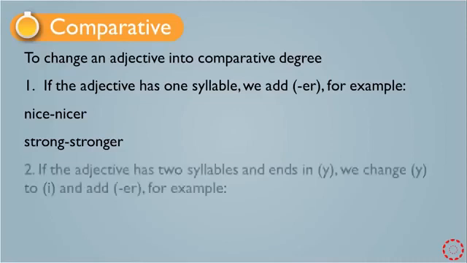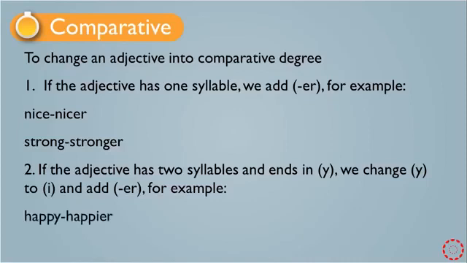Number 2. If the adjective has two syllables and ends in y, we change y to i and add er. For example, happy becomes happier. Lucky becomes luckier.